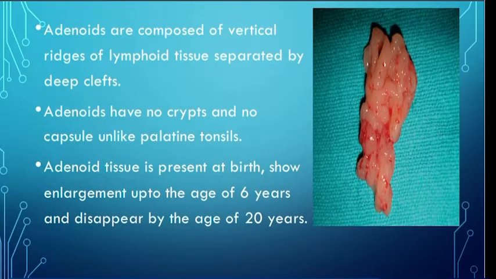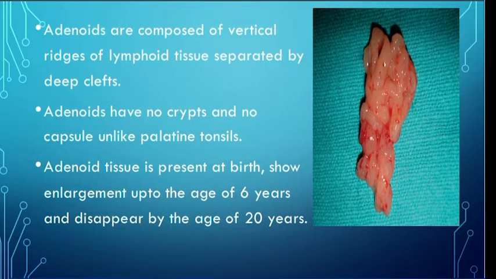Adenoids are composed of vertical ridges of lymphoid tissue separated by deep clefts. As you can see in the picture here, there are vertical lines, the ridges. They are separated by deep clefts in between. So adenoids are composed of vertical ridges of lymphoid tissue separated by deep clefts.